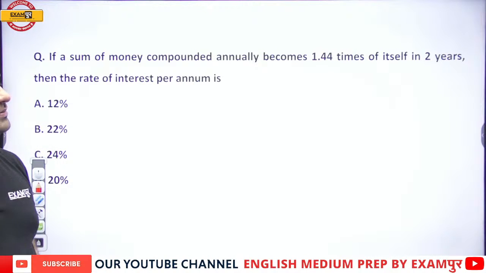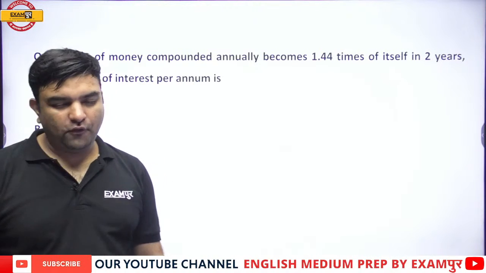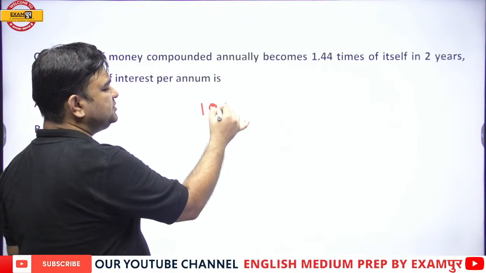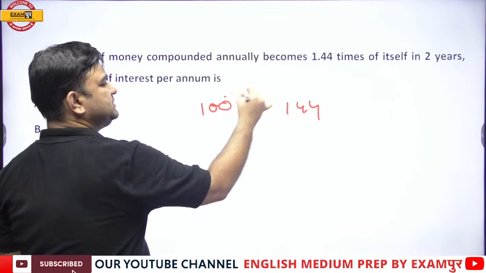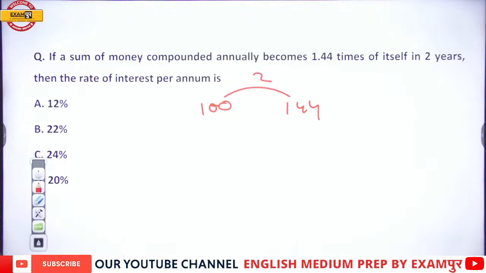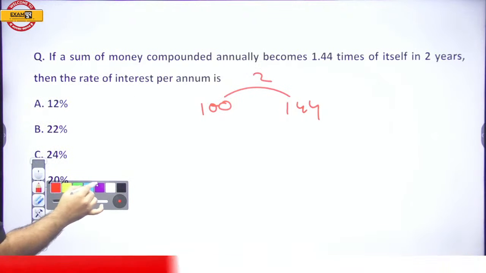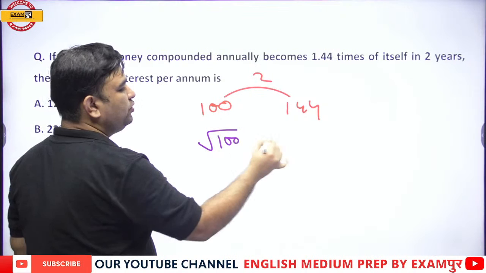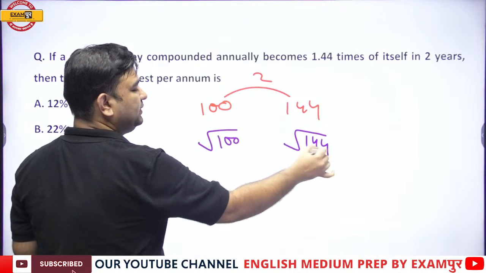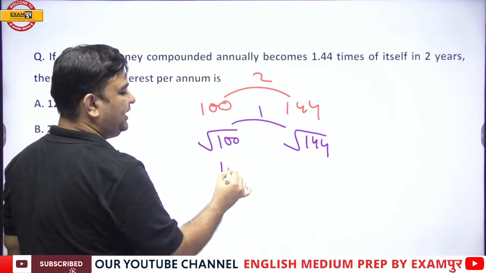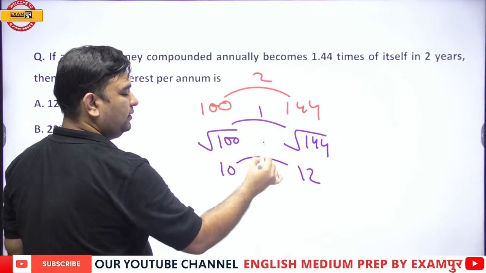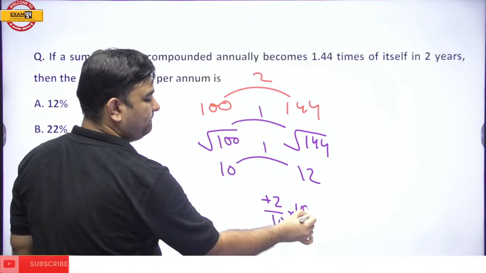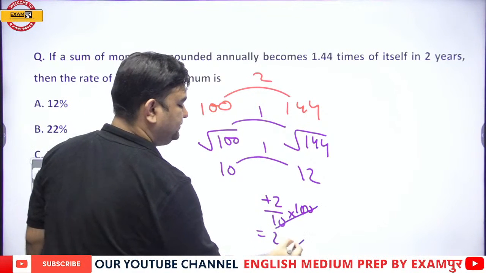Becoming 1.44 times. 1.44 times means 100 becomes 144 in 2 years. So it's under root. Root 100 will become root 144 in 1 year. Can I say 10 will become 12 in 1 year? So there is an interest of 2 over 10 into 100, 20% rate.